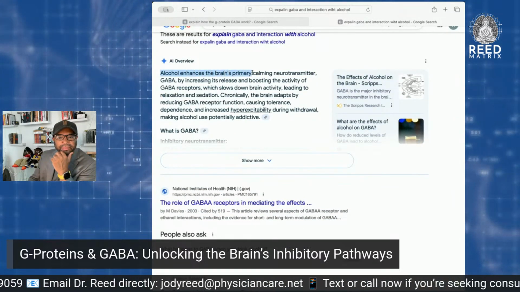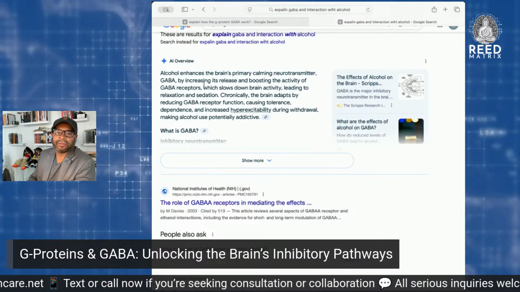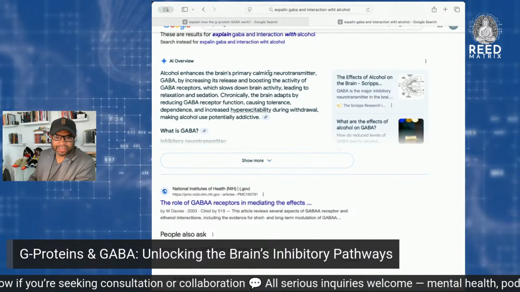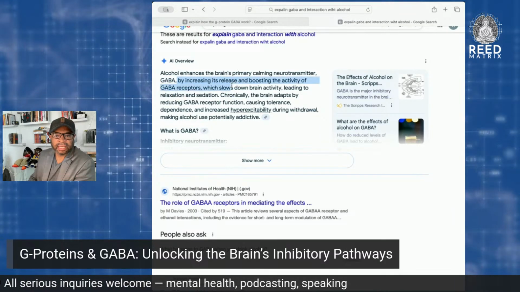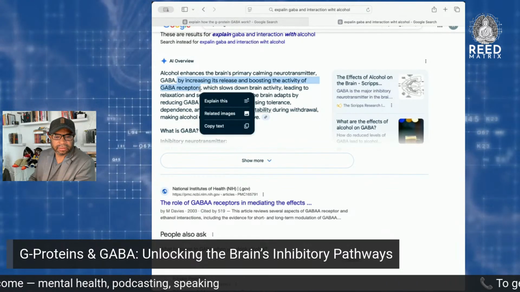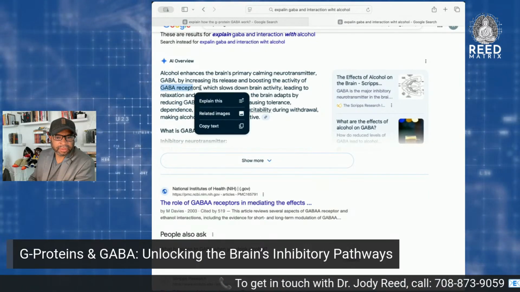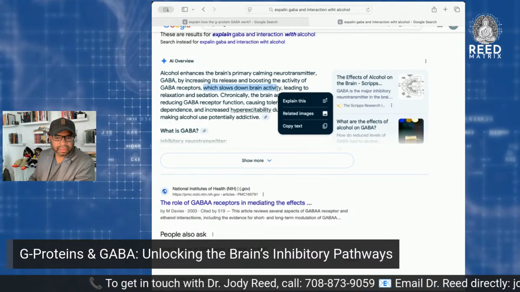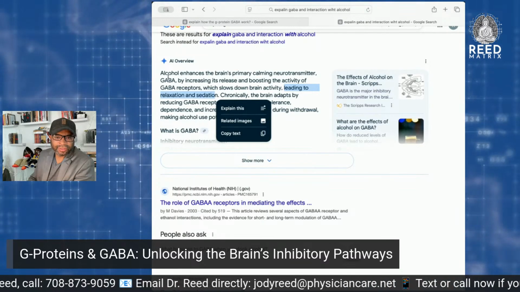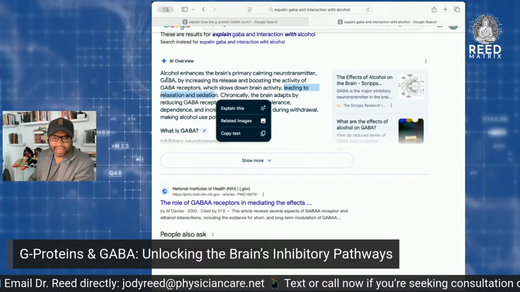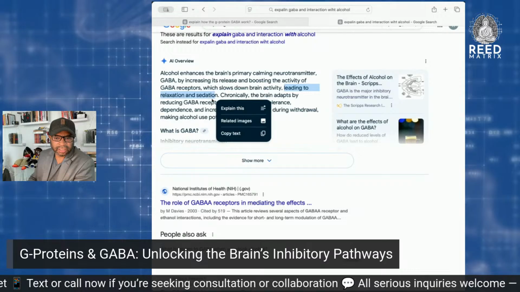Alcohol enhances the brain's primary calming neurotransmitter. Let's say inhibitory, calming. I don't think we use that language in neuropsychiatry. GABA, by increasing its release and boosting the activity of the GABA receptor. So alcohol releases GABA, activates the GABA receptor, slows down brain activity, leading to relaxation and sedation. Alcohol targets GABA. I think it's specifically the B site on GABA. Activate the receptors, slows down brain activity, relaxation, sedation.